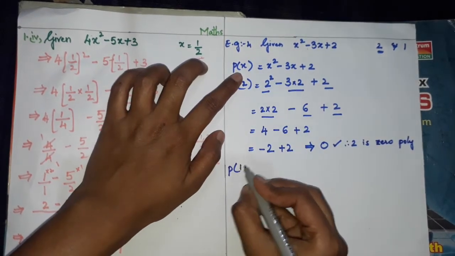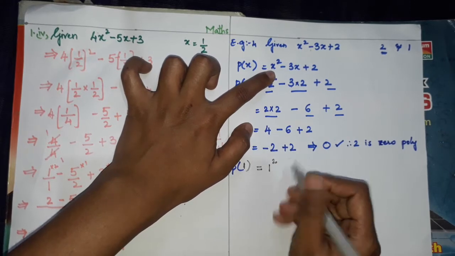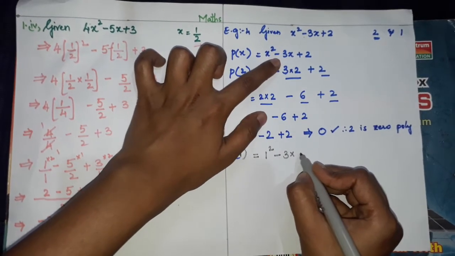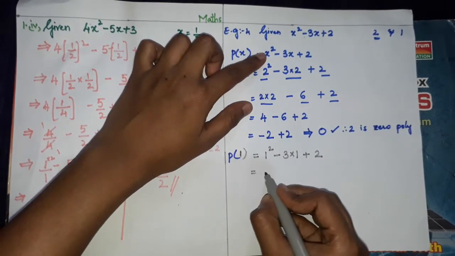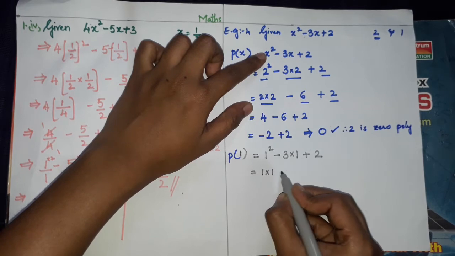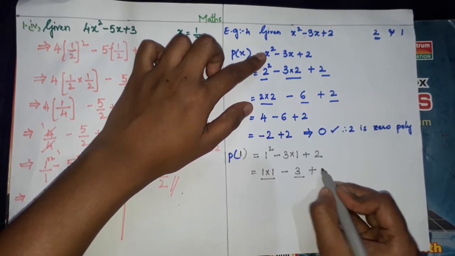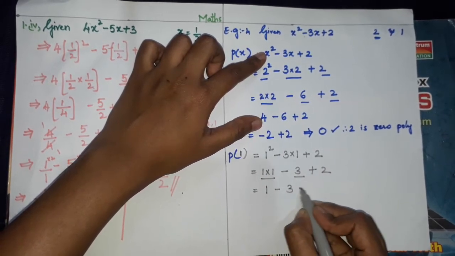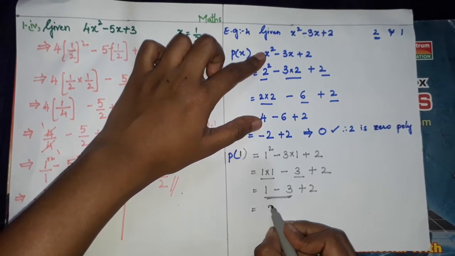X is what? 1 is equal to 1. x square is nothing but 1 square minus 3 into x, which is 1 plus 2. Okay. Now 1 square is nothing but 1 into 1, minus 3 ones are 3, plus 2. 1 ones is 1 minus 3 plus 2. First we have to do this one. Subtraction. We will be remaining with 2.